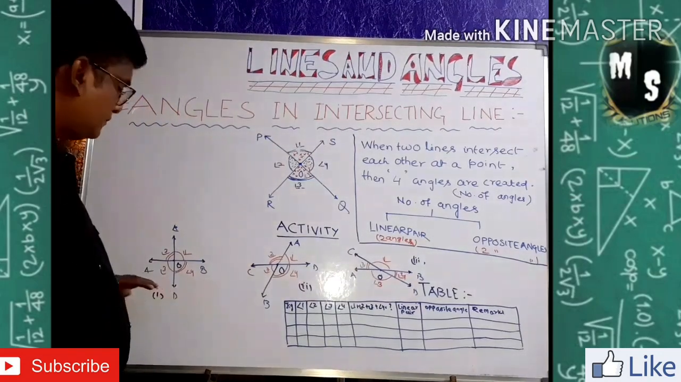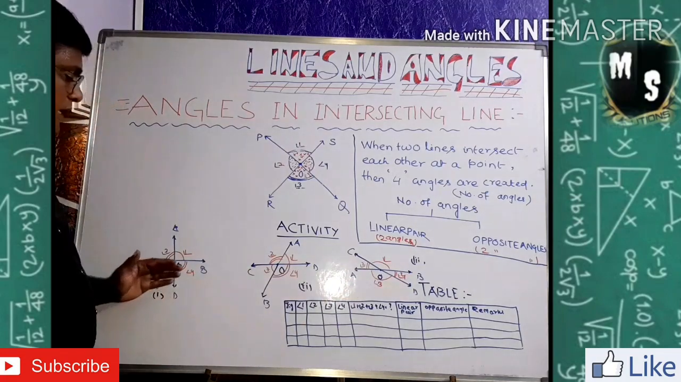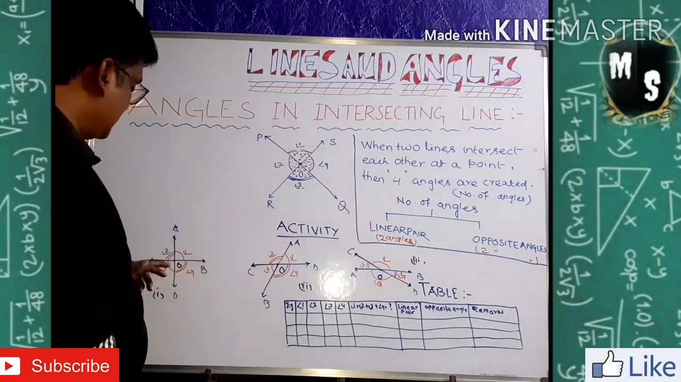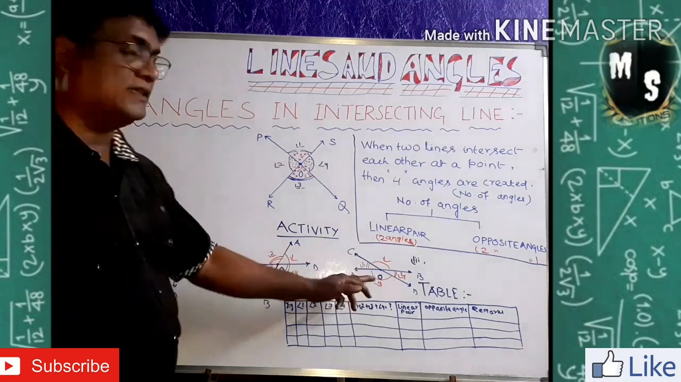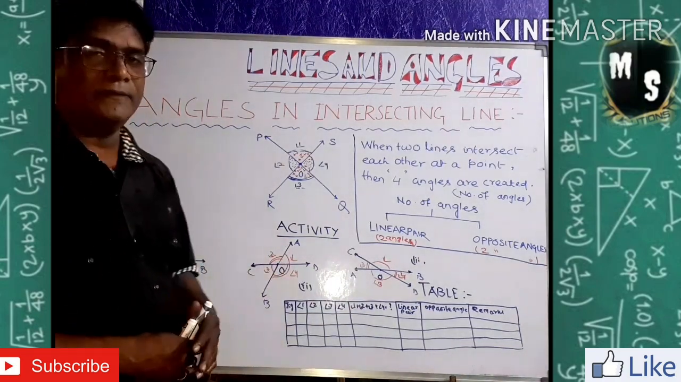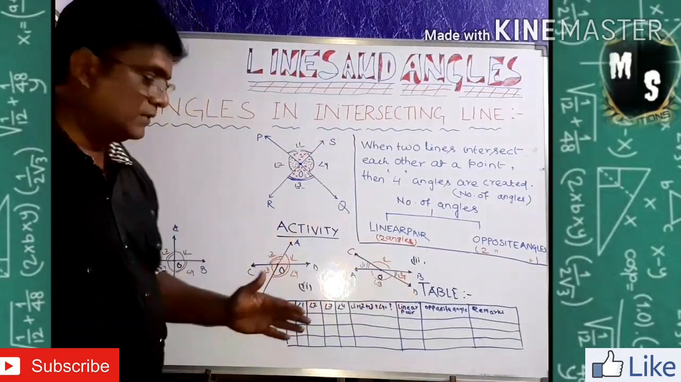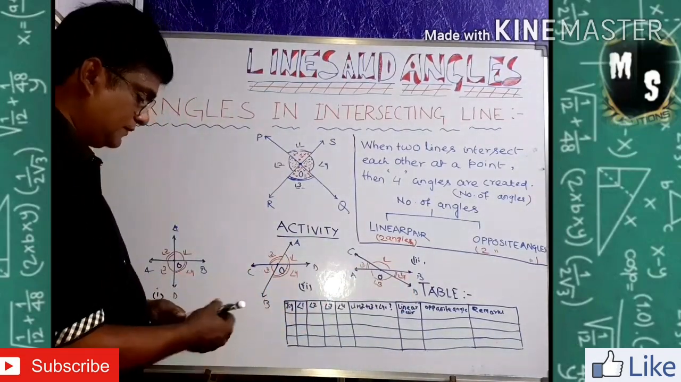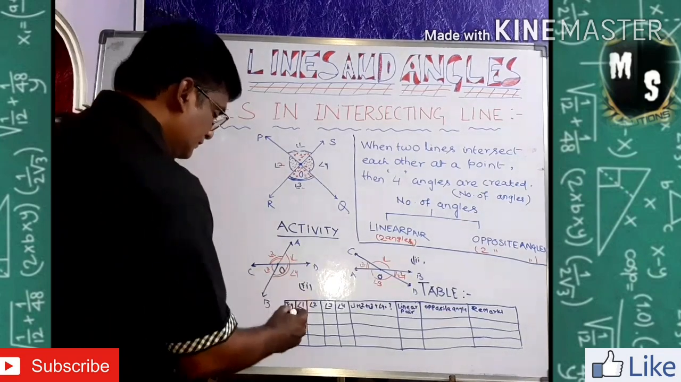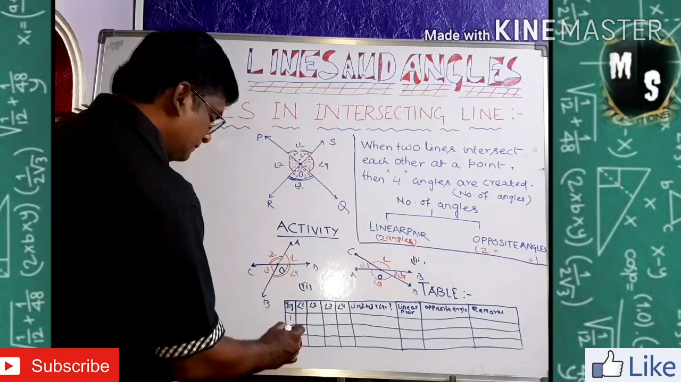So now basically I took three figures. In these figures, I took some intersecting lines. They are intersecting each other at O and four angles are created, that is 1, 2, 3, 4. What I did is make a table to arrange them. This is figure number 1, this is figure number 2, and this is figure number 3.